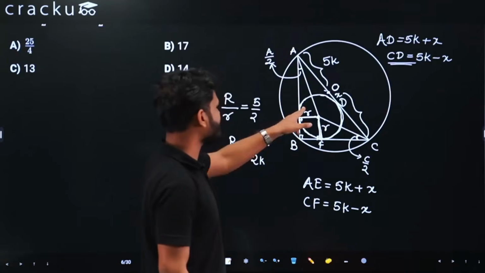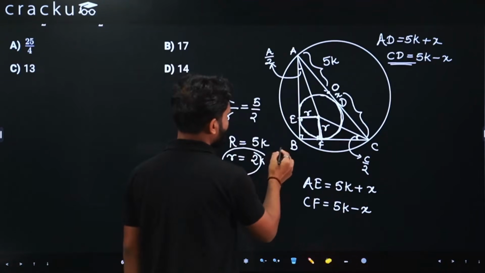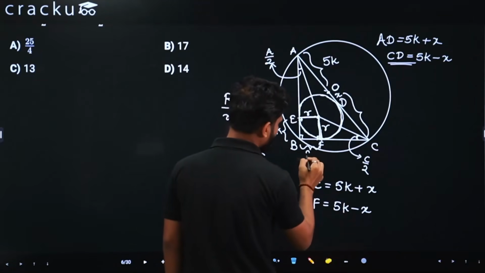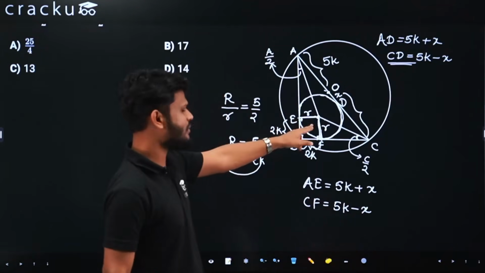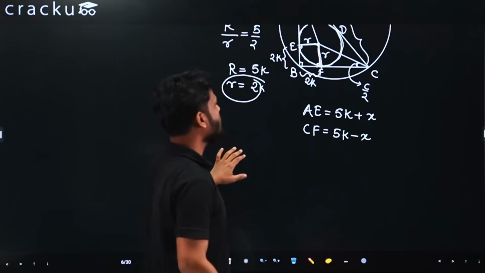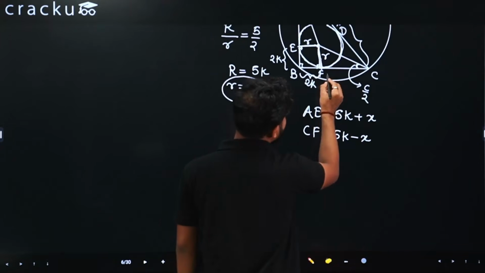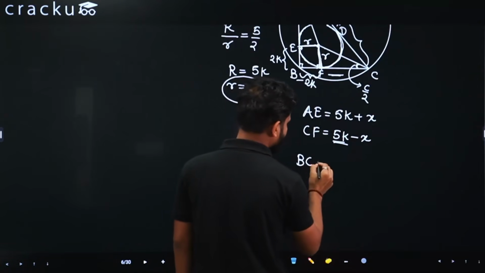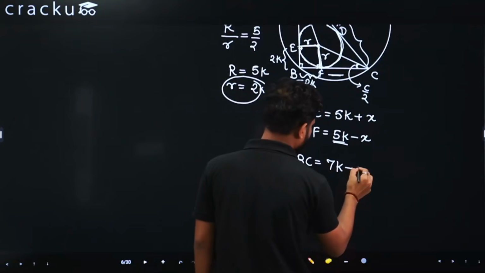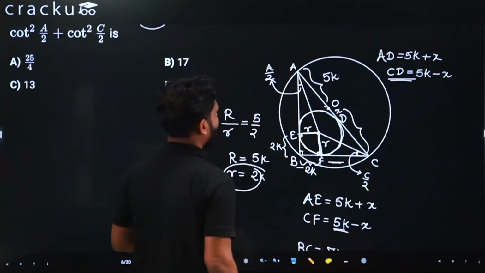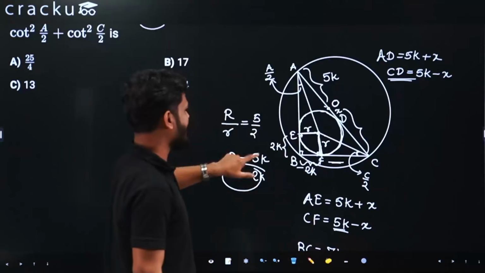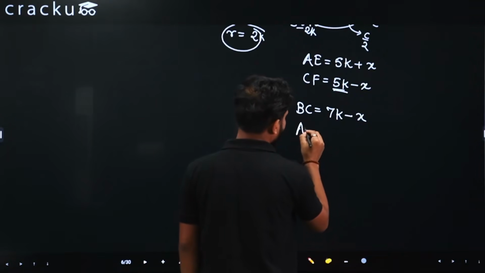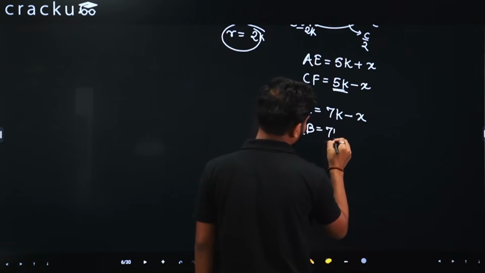Now, this small r is 2k. So BE is 2k. BF is also 2k. Correct? Because this will form a square. Now, what is BC? BC is CF plus BF, and CF is 5k minus x. So BC will be 7k minus x. Similarly, what will be AB? AB is AE plus BE. AE is 5k plus x, BE is 2k. So AB will be 7k plus x.